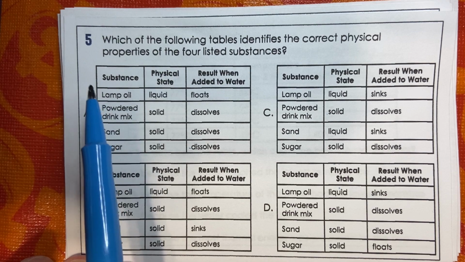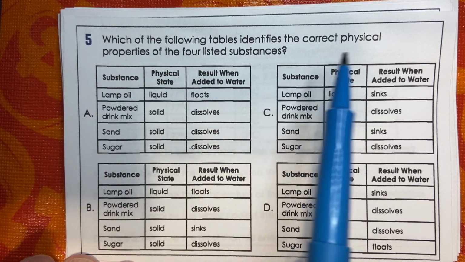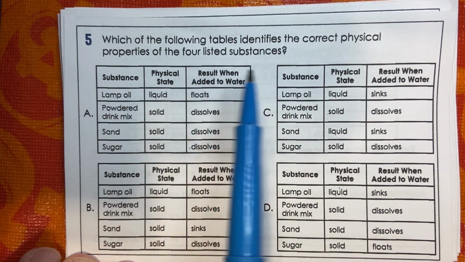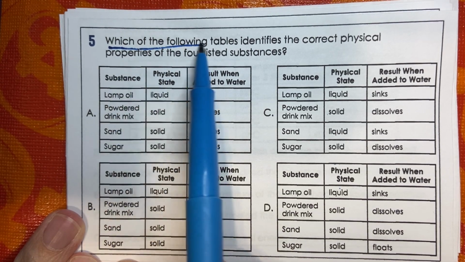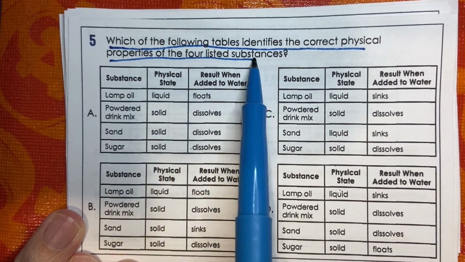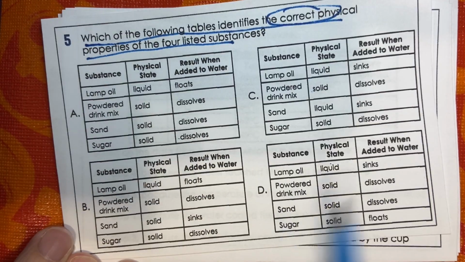Question 5. Which of the following tables identifies the correct physical properties of the 4 listed substances? So the whole thing is a question, and I'm just trying to find the one that's correct.